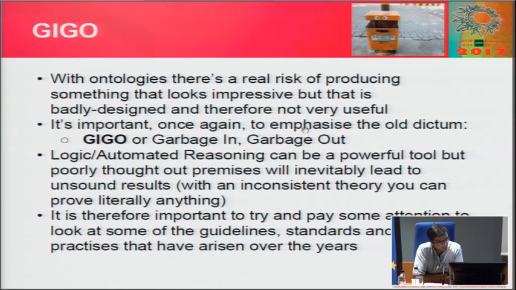And I think especially when it comes to working with ontologies, it's important to emphasize the old computer science saying, garbage in, garbage out. Again, logic and automated reasoning can be very powerful as tools, but poorly thought out premises will inevitably lead you to unsound results. And if you have an inconsistent theory, then you can prove literally anything. It's one of the first results that you learn in formal logic. So it's important to pay attention and look at some of the guidelines and standards and best practices that have arisen within the domain of ontology engineering over the years.